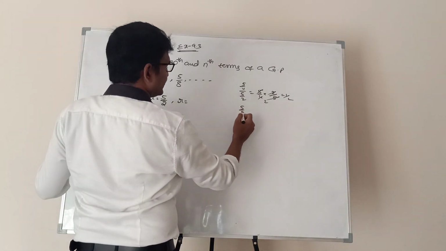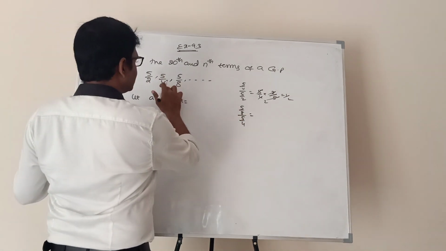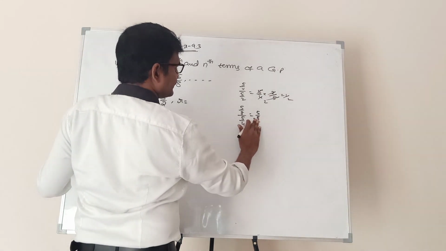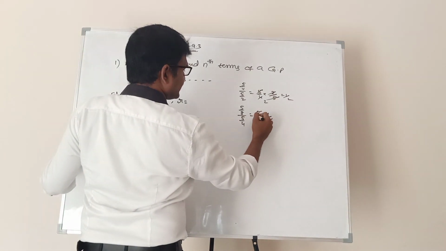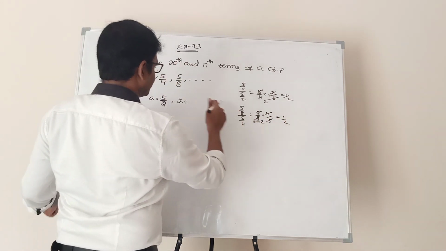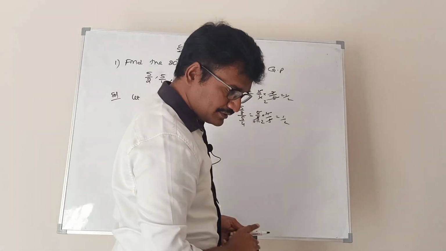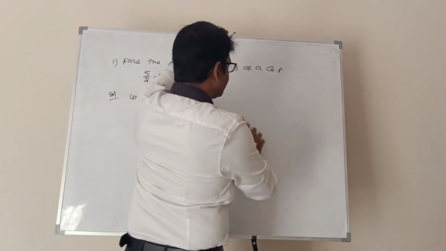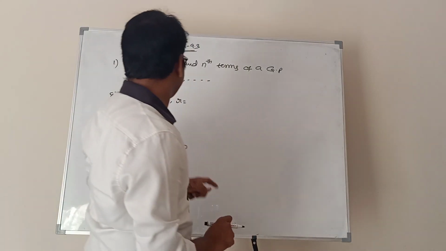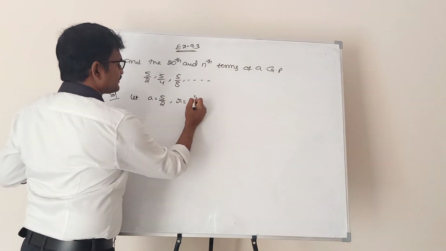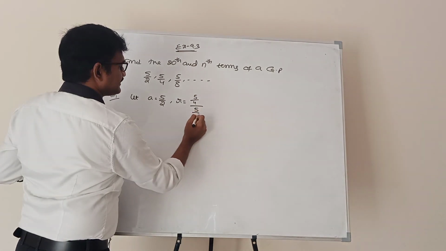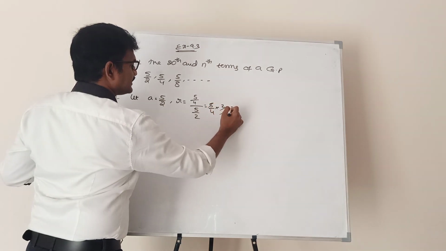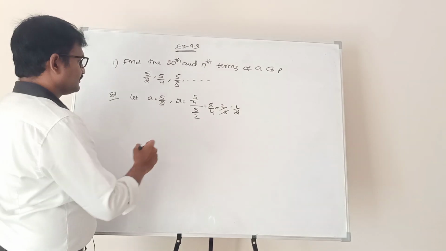Similarly, 5 by 8 divided by 5 by 4, third term by second term. If you observe, third term by second term, you will get 5 by 8 into 4 by 5. 5 gets cancelled, 4 by 8 is 1 by 2. See, the common ratio is the same between two consecutive terms. That means they are in GP. When they are in GP, the first term is a and the common ratio is how much? 5 by 4 by 5 by 2, 5 by 4 into 2 by 5, 5 gets cancelled, 2 by 4, which is 1 by 2.